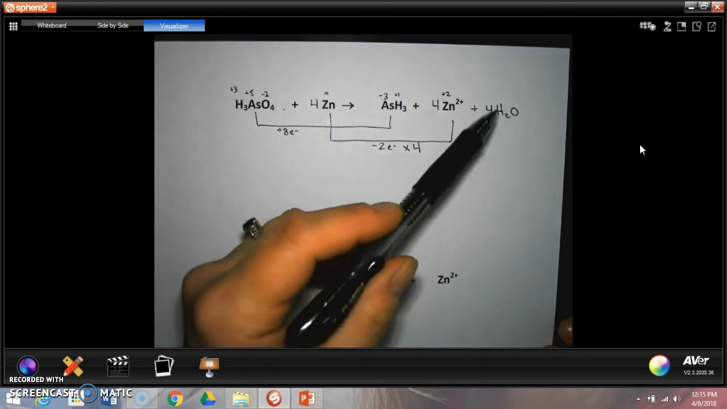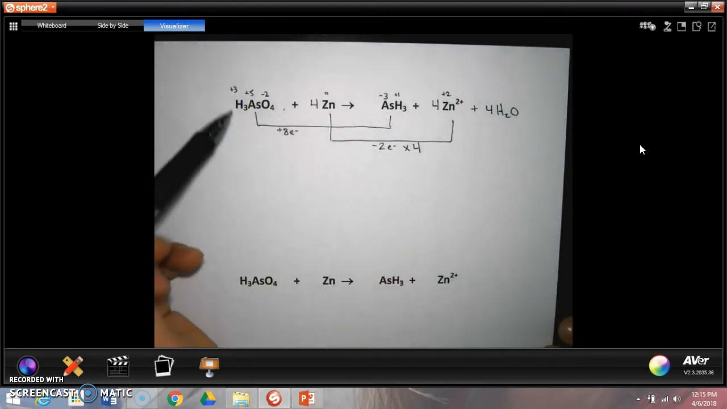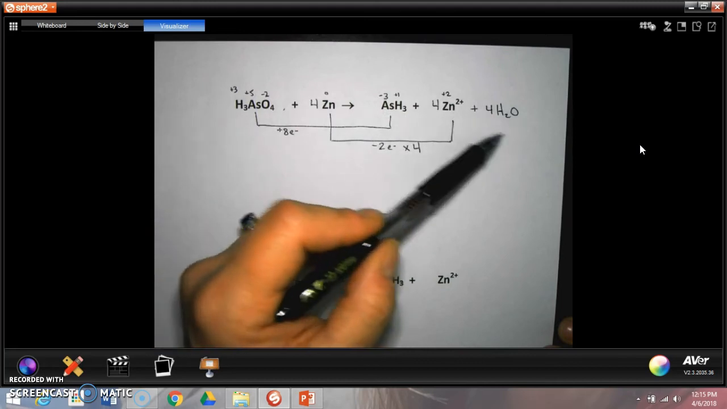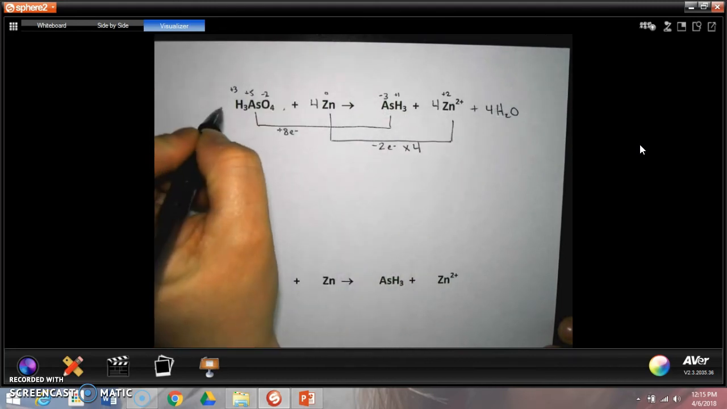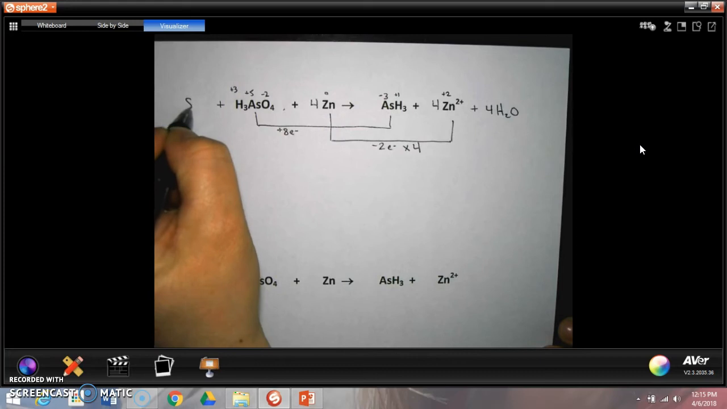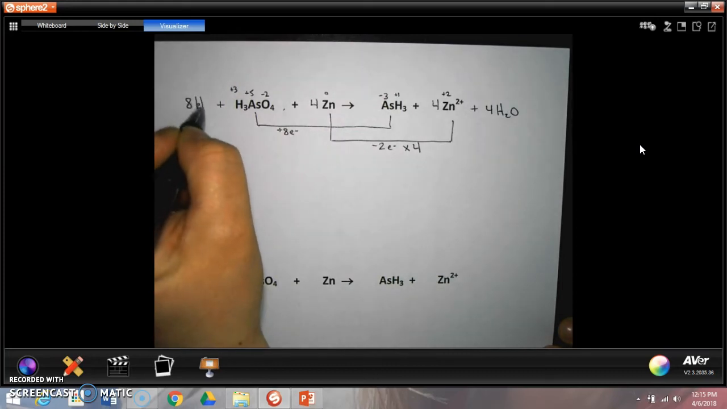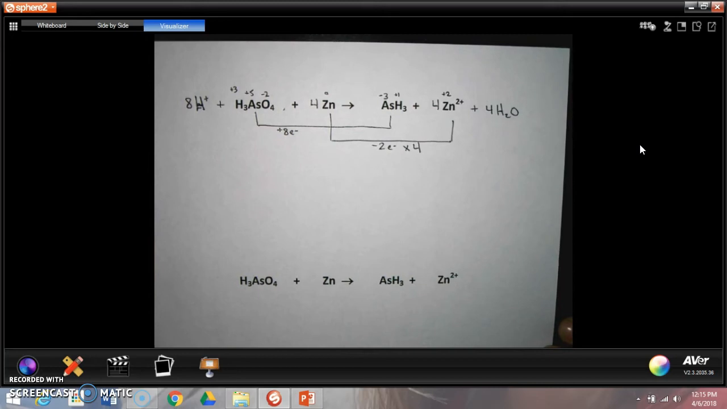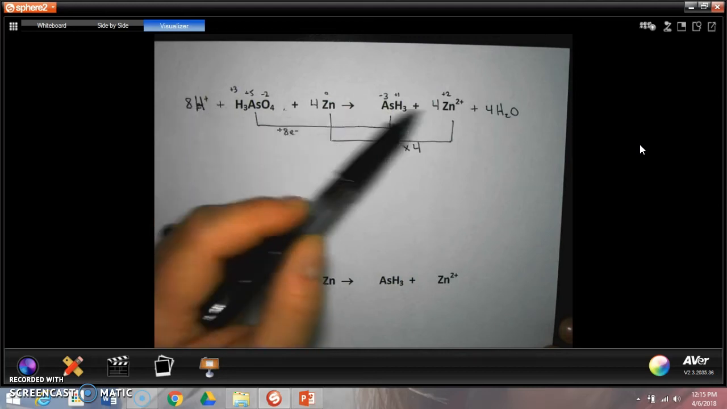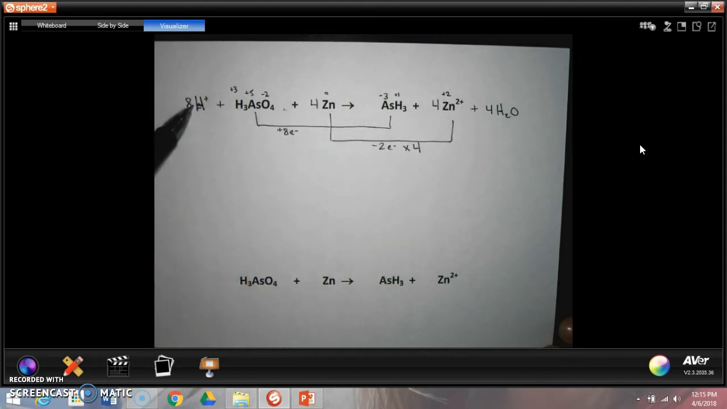Okay, now that I have 4 waters on this side, I've unbalanced the hydrogens. I used to have it balanced, but now I have 8 hydrogens over here. So I'm going to add, this is taking, whoops, not electrons, hydrogens. This is taking place in an acid solution, so I need to add H pluses in order to balance out the H's. And so now if you count atoms, everything's balanced.